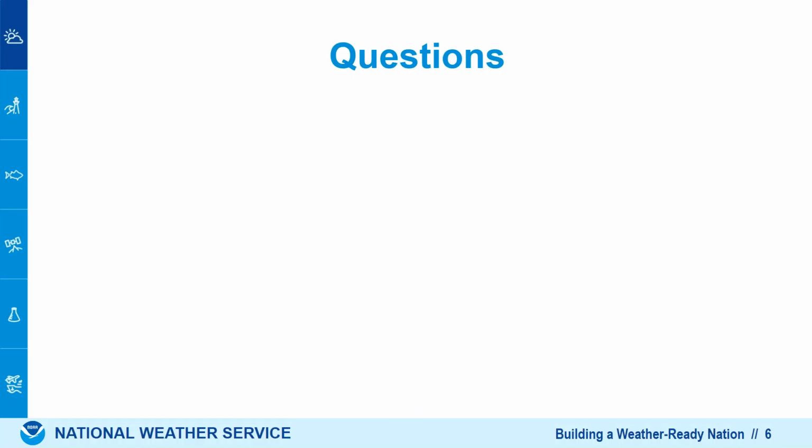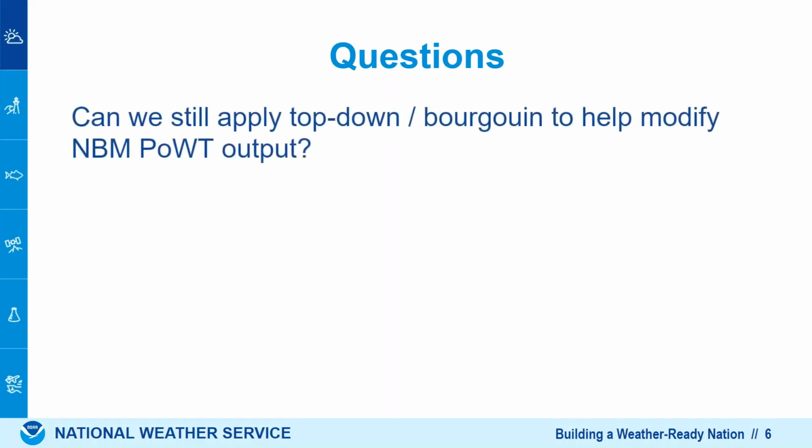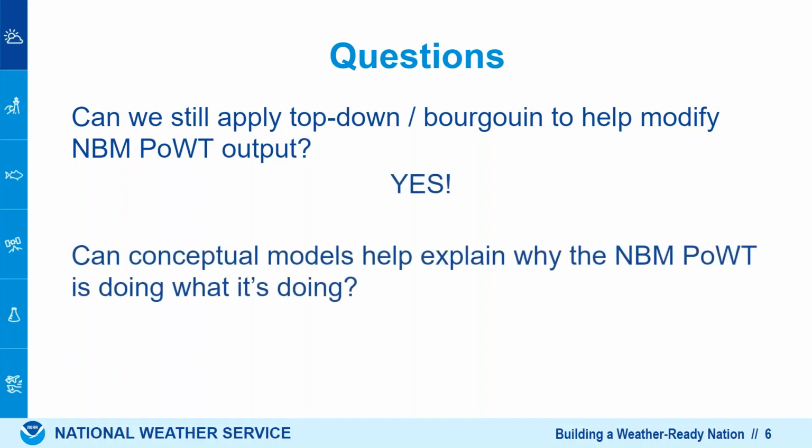So as we go through this, it's like, okay, can we still apply any of this stuff that we've learned about top-down or Burgoyne to help adjust the NBM probability of weather type output if the observations are not lined up with the NBM? The answer is yes. All right. The next question I would ask is, can conceptual models explain why the NBM PoWT is doing what it's doing? And that is also yes. And we're going to run through this.